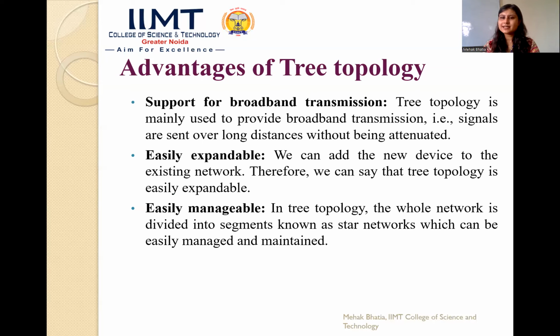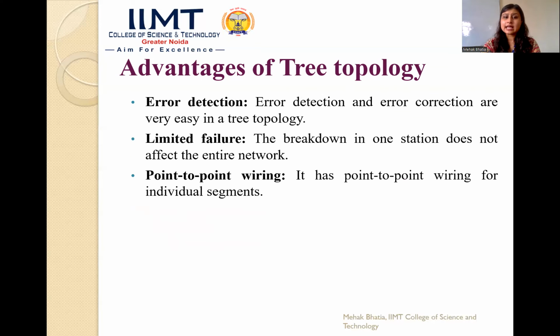Next is easily expandable. We can add new devices easily. Therefore, we can say tree topology is easily expandable. Next is easily manageable. The whole network is divided into different segments known as star networks, which can be easily managed and maintained. Next is error detection. Error detection and correction is easily possible in tree topology. Limited failure. A breakdown in one station does not affect the entire network. Point-to-point wiring. It has point-to-point wiring for individual segments.